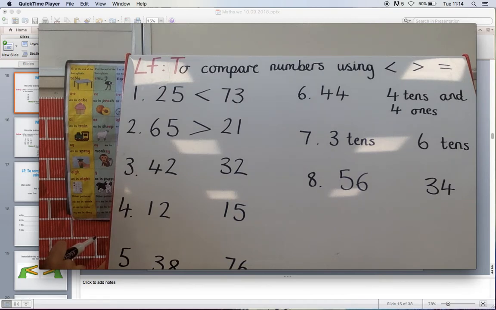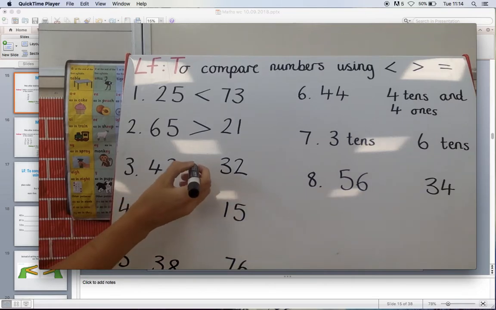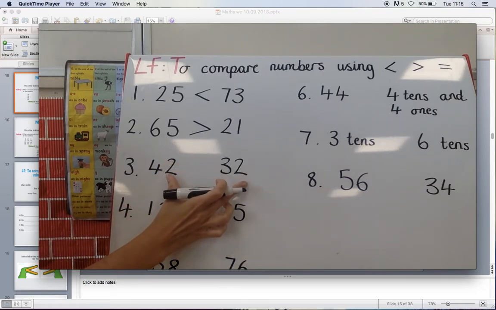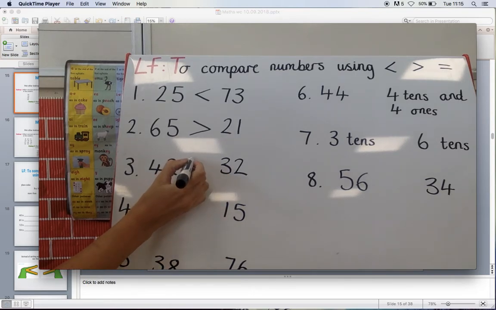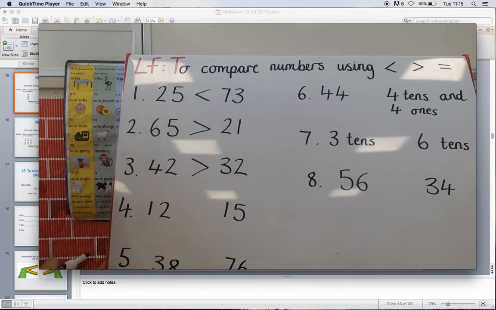Number 3, we've got 42 and 32. The greater number is 42, even though the ones column numbers are the same. If we go to the tens column and look there, 4 tens are greater than 3 tens. 42.